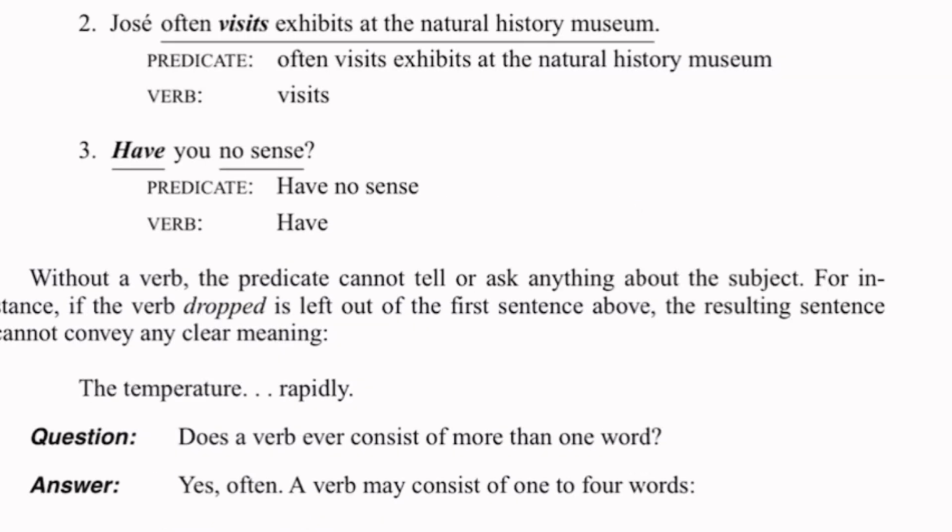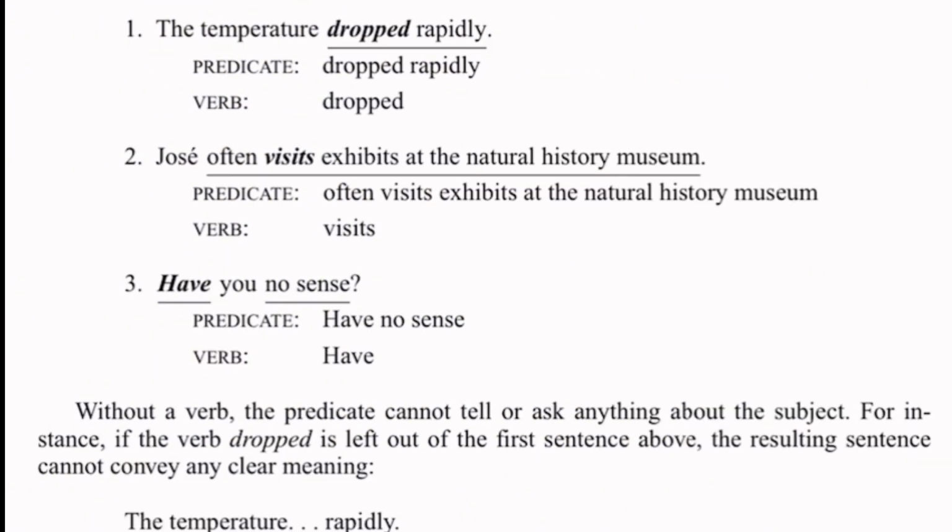It is important for you to note that without a verb, the predicate cannot tell or ask anything about the subject. Let's look at that first sentence. If we remove drop and we say the temperature rapidly, it does not make sense. If we remove visit, we say Jose often exhibits at the, it doesn't make sense. So the verb is important.